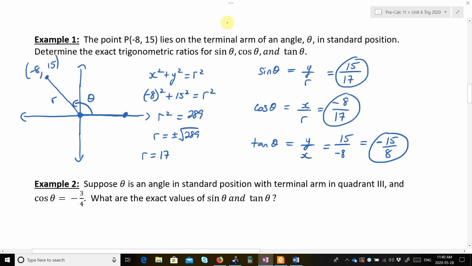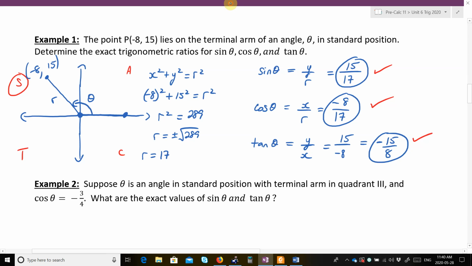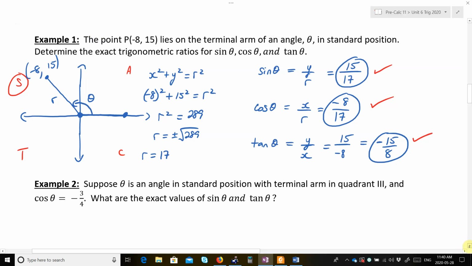Okay, and this shows for us a bit more about the CAST rule, right? You know how it goes, CAST like this? So we should expect that just sine is positive in that quadrant. And if we look at our ratios, guys, notice that the sine ratio is the only positive one, 15 over 17. The other two are negative. Okay, so that reinforces the CAST rule for us. Okay, so that's example 1.